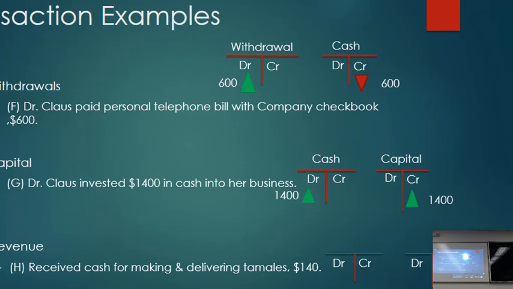And our final transaction will be revenue. So it's received cash for making delivery of tamales for $140, right? So when you're doing a service for somebody, they already paid you right off the bat in this case, because they said that you received cash for making and delivering the tamales. So you're going to have to show that the cash increased, or debited, for the $140, and then your revenue would be recorded as $140 as well. And that balances out both sides of the equation. So if anything, what you need to remember is that there's always going to be a debit and a credit for each side of a transaction. Next slide, please.